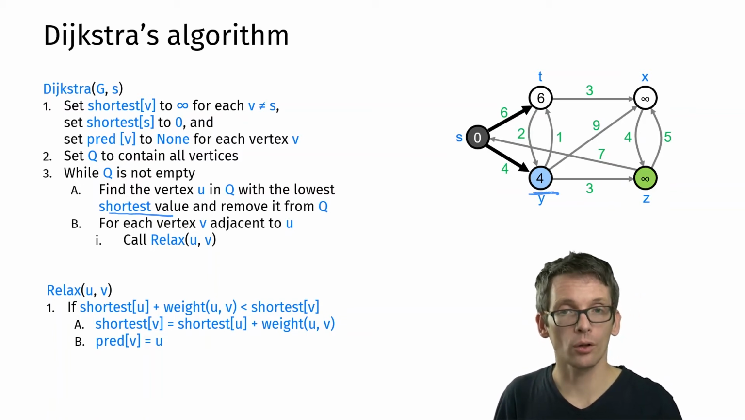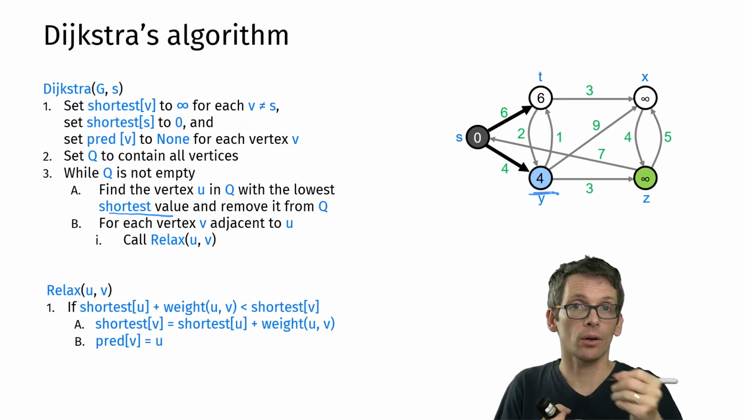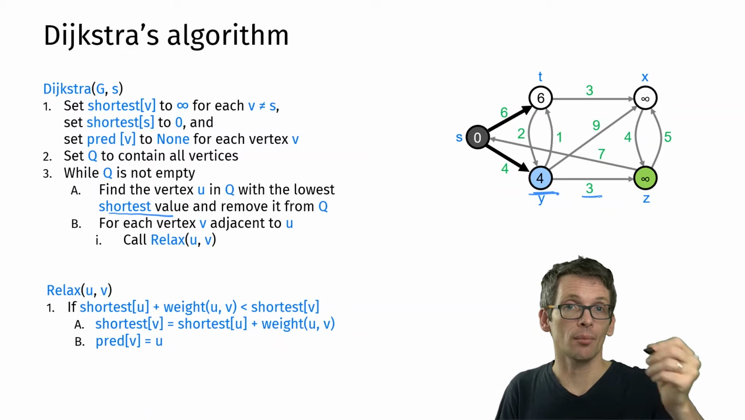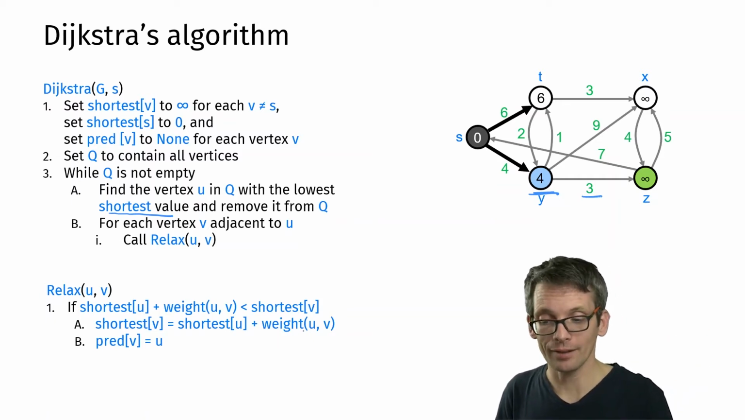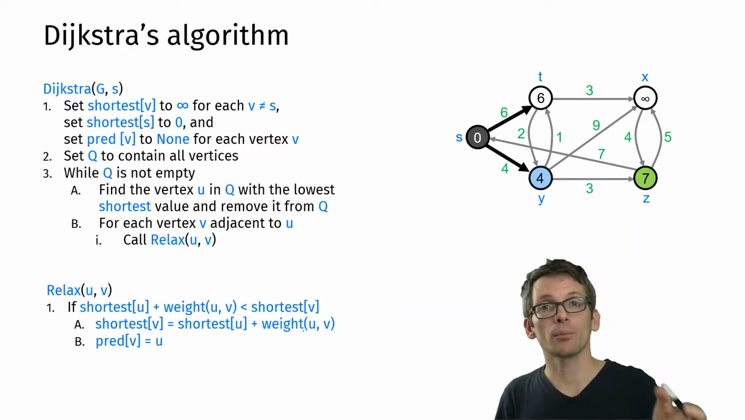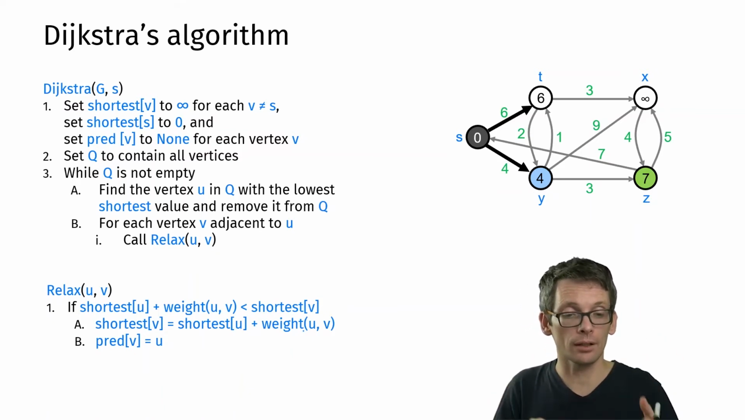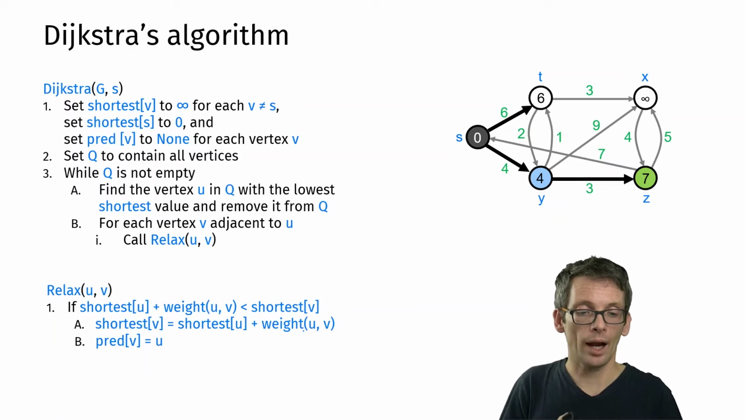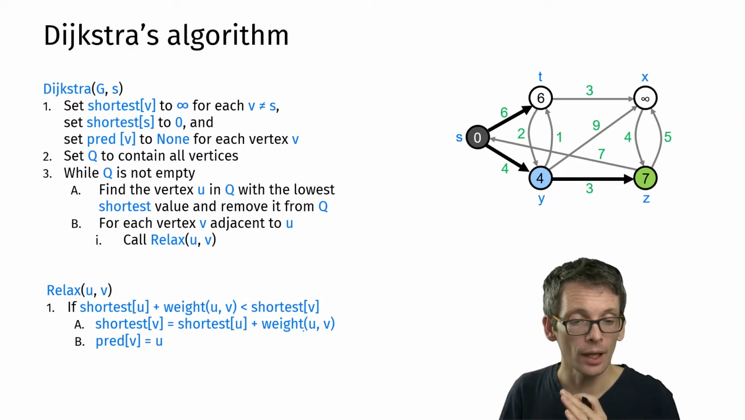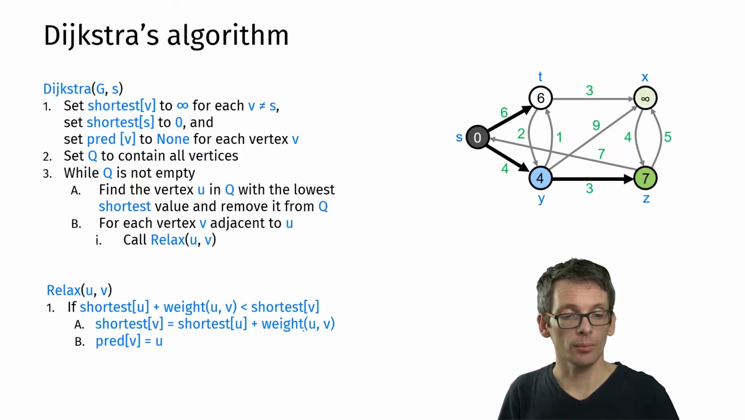Now I know I can go to Y with a distance or path of length 4. If I then use that edge, I get a path of length 7. That is indeed smaller than infinity, so that's then the distance that I now take for Z. So I update the distance for Z, and as predecessor, or at least current predecessor, I'm going to take Y. So the predecessor of Z is Y. Now we are done with processing Z as adjacent vertex to Y.